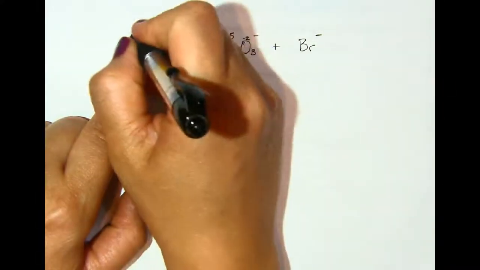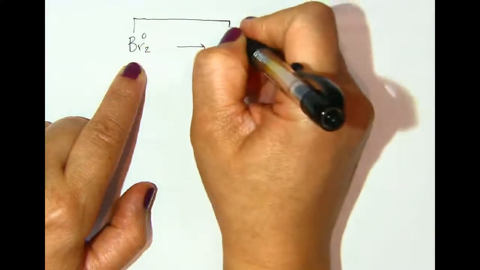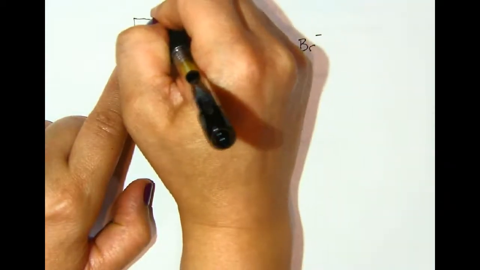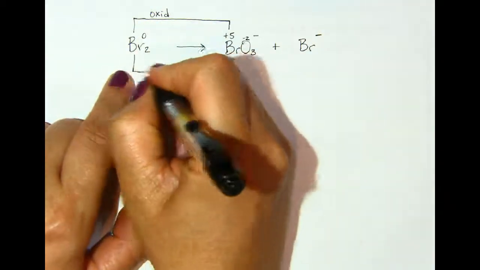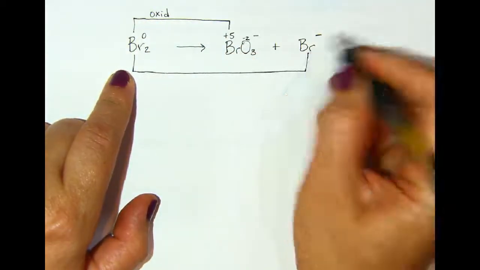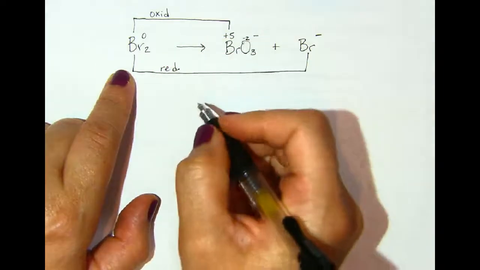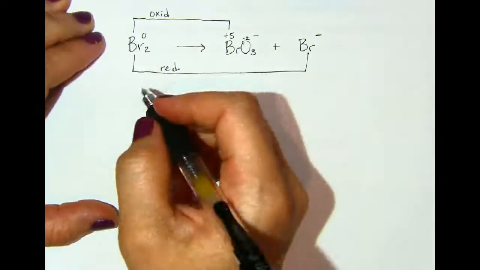So notice that the bromine goes from 0 to positive 5 here, which is the oxidation part of this reaction, and the bromine goes from 0 to negative 1 here, which is the reduction part of this reaction. So now let's write our half reactions.